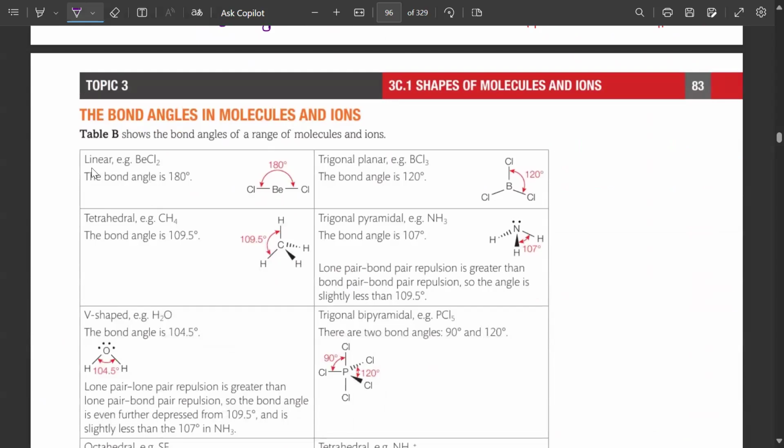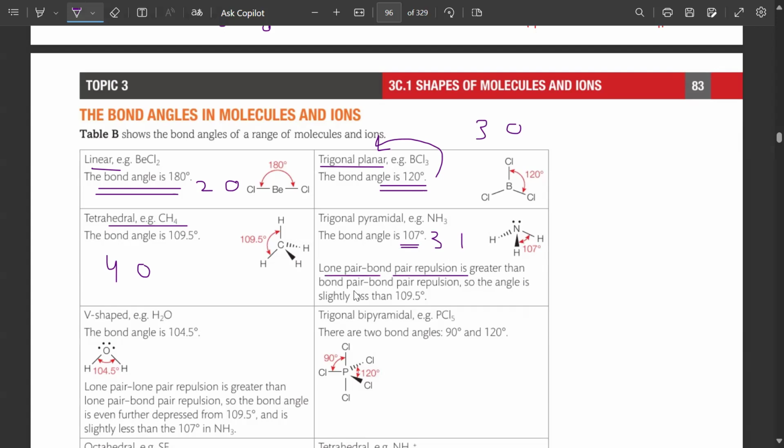For example, BeCl2 is a linear molecule, its bond angle is going to be 180. Then we have trigonal planar. You have to remember the angles of all these shapes. Then tetrahedral was four bond pairs, zero lone pairs. BeCl2 was two bond pairs, zero lone pairs. Trigonal planar was three bond pairs, zero lone pairs. Trigonal pyramidal was three bond pairs, one lone pair with an angle of 107, because the lone pair-bond pair repulsion is greater than the bond pair-bond pair repulsion. So the angle decreases from 109.5.